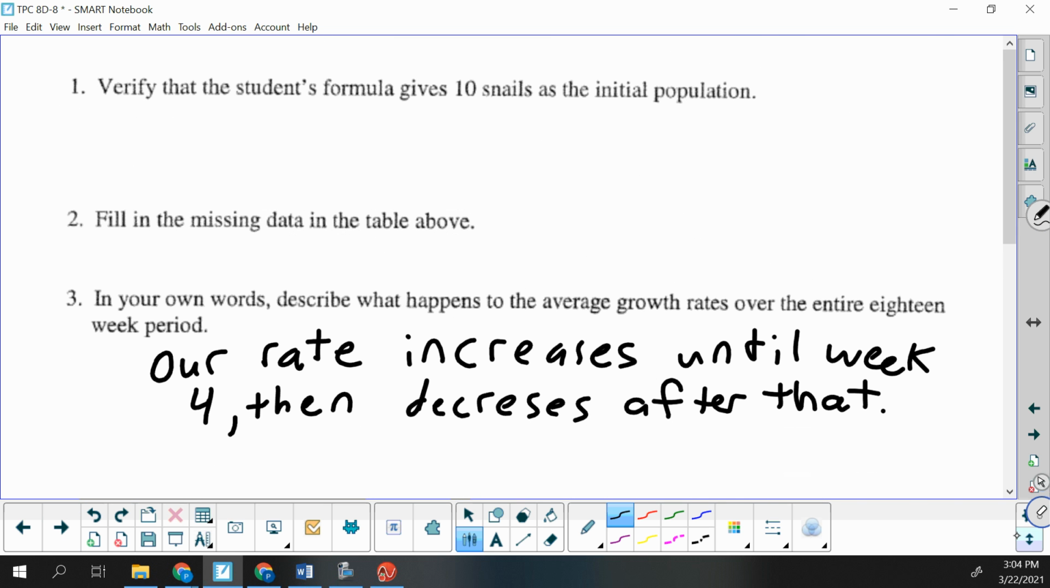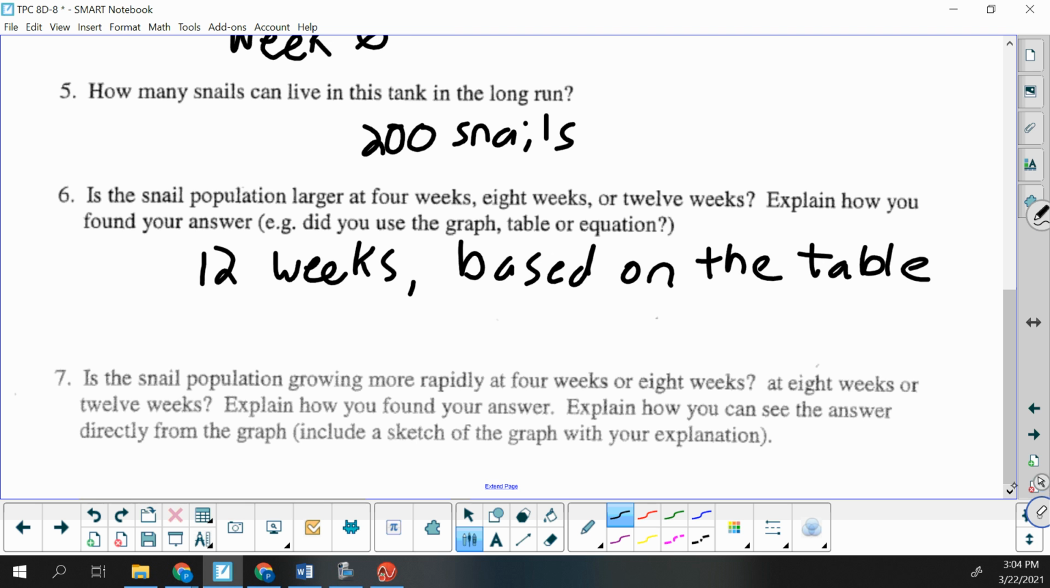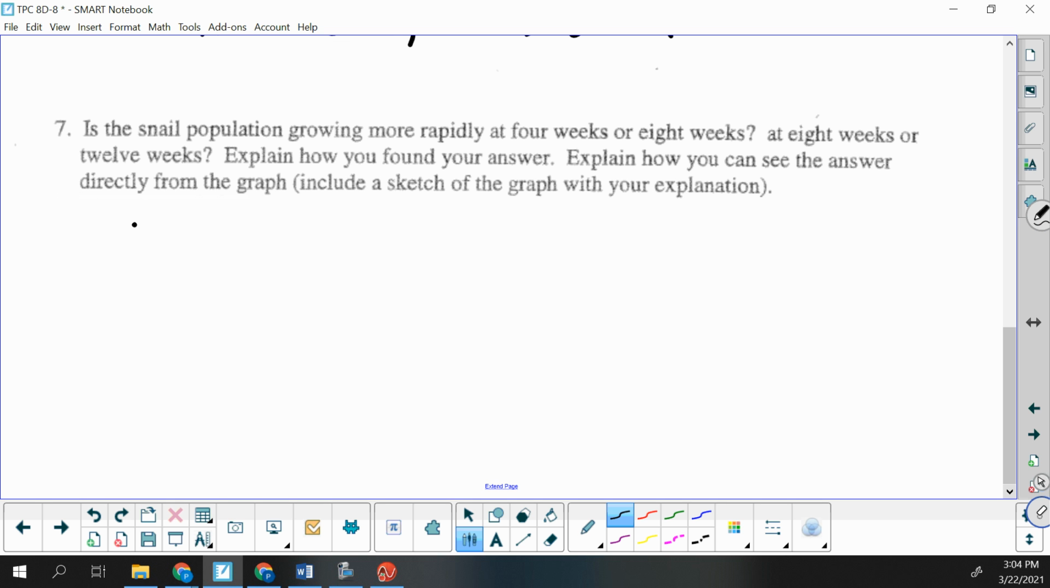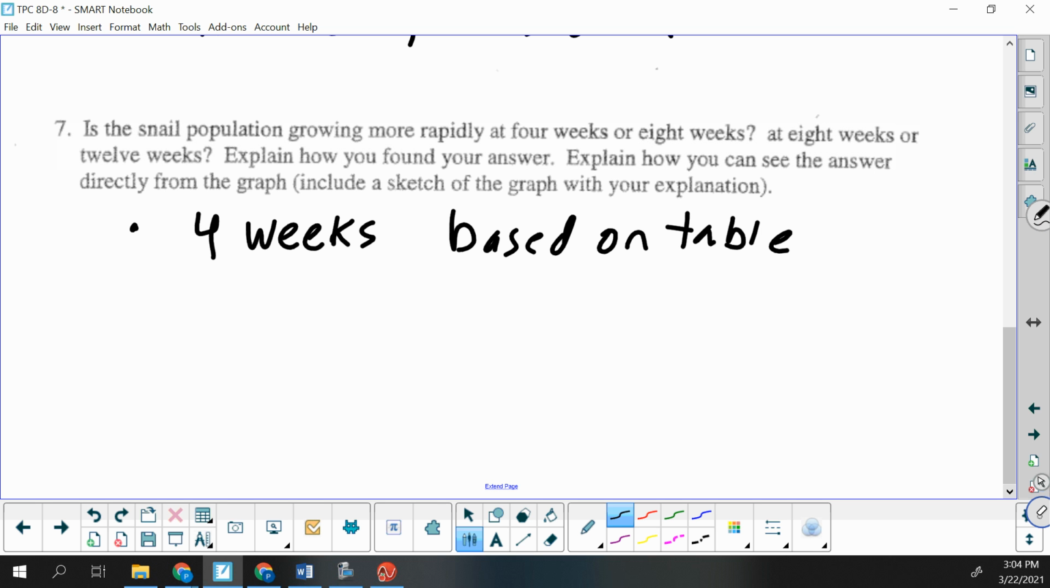So there's multiple questions in here. But the first one, we would say 4 weeks. And we could say based on the table. At 8 weeks or 12 weeks, well, if you look back at the table on your paper, at 8 weeks we're at 14.5. At 12 weeks our rate is 3 snails per week. So our rate was greater at 8 weeks in this case. And again, that's based on the table for our rates.